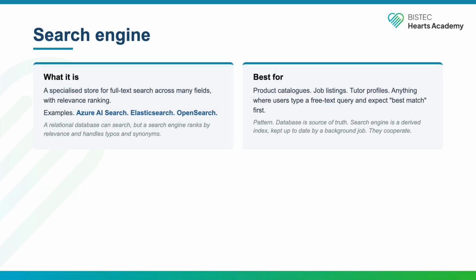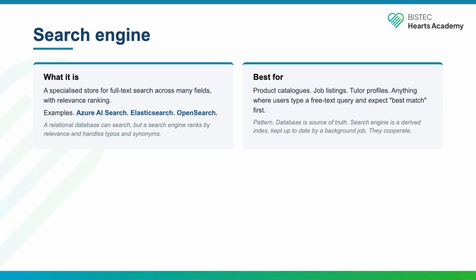A search engine is a specialized store for full-text search across many fields with relevance ranking. A relational database can search. It can filter rows where the title contains a word, but it cannot rank by relevance, putting better matches first. It cannot handle typos. It cannot handle synonyms, phone matching mobile. A search engine does all of those very well and very fast.